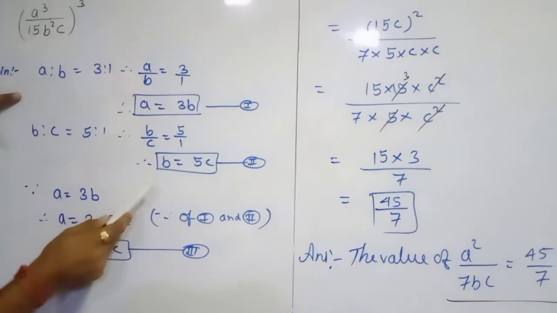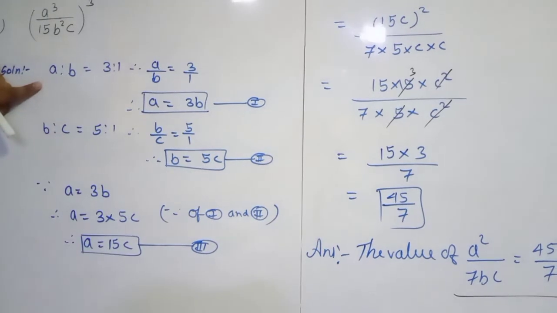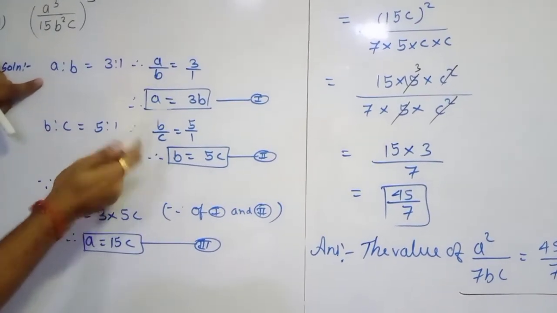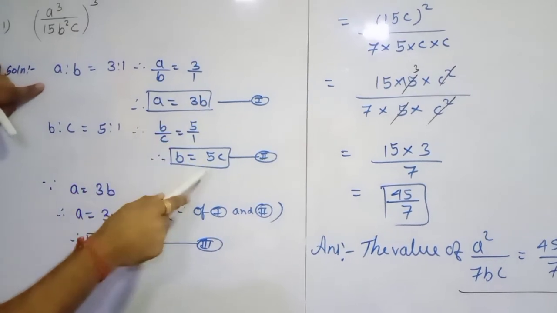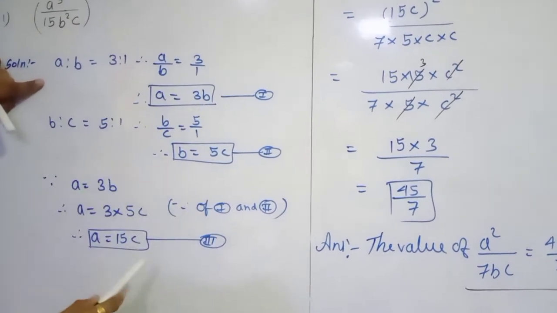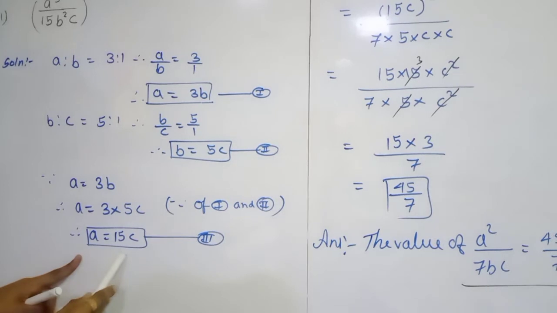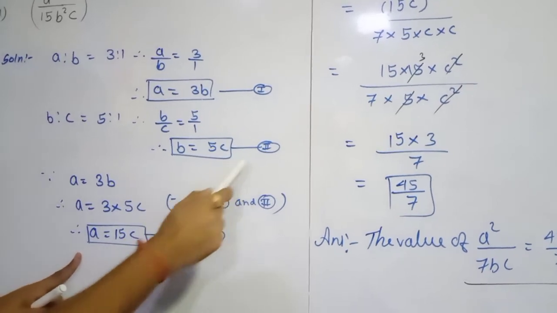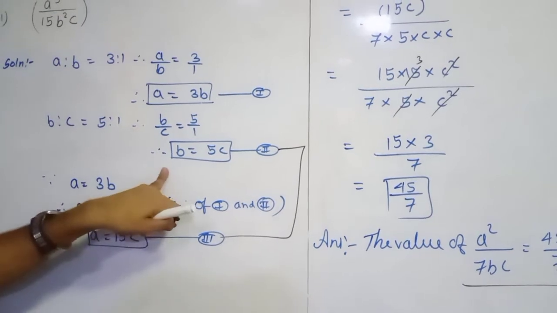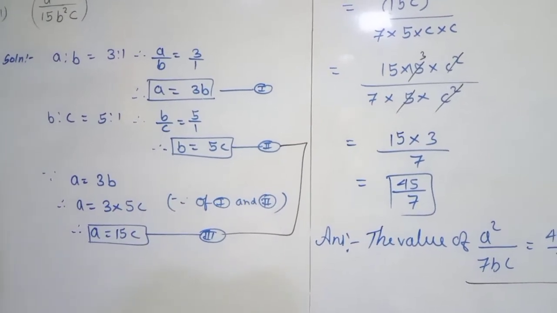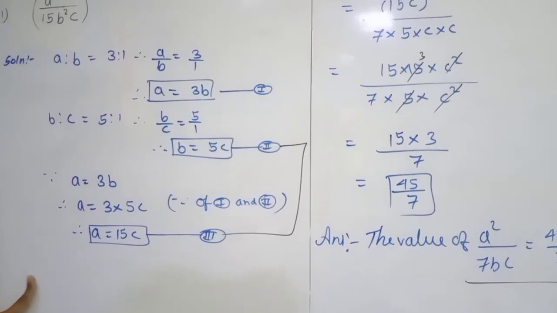If we have any of the sums, this way first we have to find out the value of a and b by using the given ratio. Like here we have found the value of a, value of b. In the value of a we have the b, so again we substituted the value of b in equation 1. So we got the new value of a, that is 15c. And now by using this second and third equation, the value of a as well as b, we solve the given sums like we did the sub question 1 and 2.